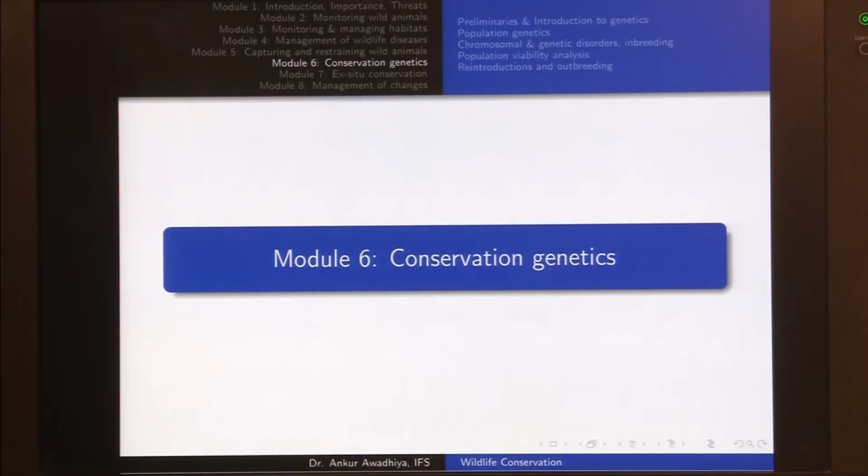Namaste. Today we will start our next module, which is conservation genetics. In this module we will have 5 lectures. The first one is preliminaries and introduction to genetics, followed by population genetics, chromosomal and genetic disorders and inbreeding, population viability analysis, reintroductions and outbreeding. So let us begin with the first lecture, preliminaries and introduction to genetics.